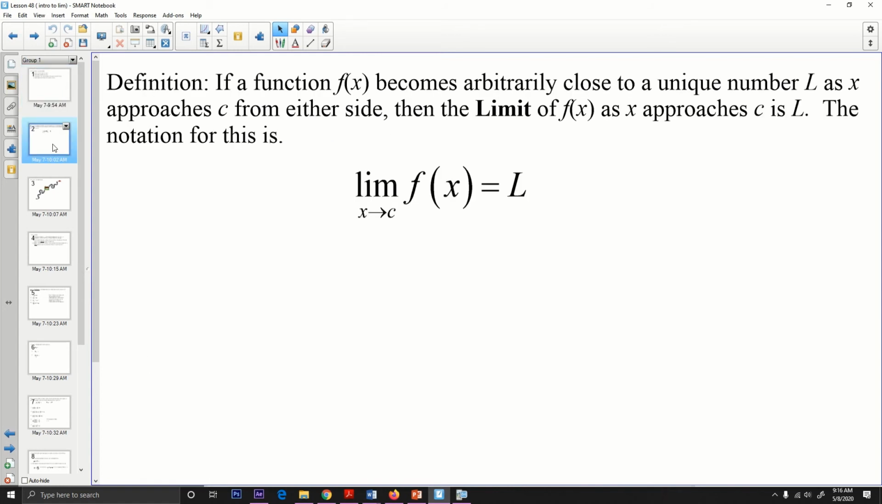Definition: if a function f of x becomes arbitrarily close to a unique number L as x approaches c from either side, then the limit of f of x as x approaches c is capital L. The notation for this is this expression right here. And the way that you read it is the limit as x approaches c of the function f of x is L. So what does that actually mean?